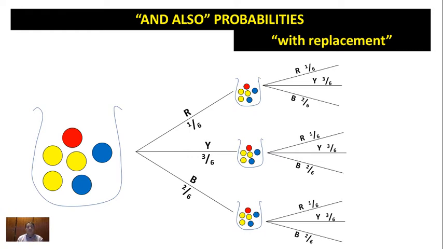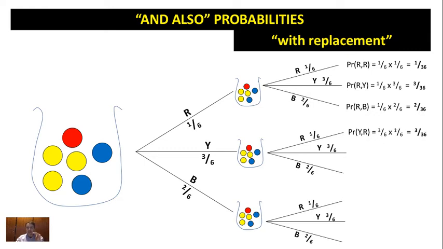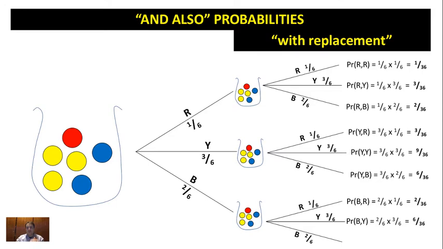We can now multiply these out. Remember, the key calculation for an and also probability is to multiply. So we can multiply these out to get the individual probabilities of each of the 9 different possible outcomes. So the chance of red-red is a 6th times a 6th, which is a 36th. The chance of red-yellow is 3/36, just by multiplying out the branches. Probability of red-blue is 2 out of 36. And you can calculate all of those, multiplying them out.